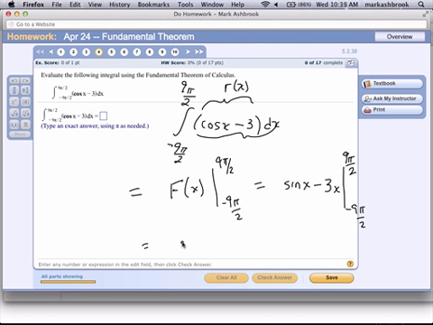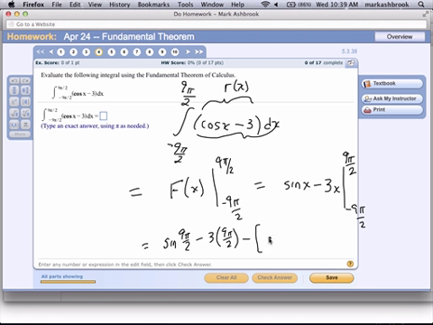Okay. And then you do big F of, what is that? Is that 9 pi over 2? Uh-huh. And then minus big F of negative 9 pi over 2, which is big F, what I just described.